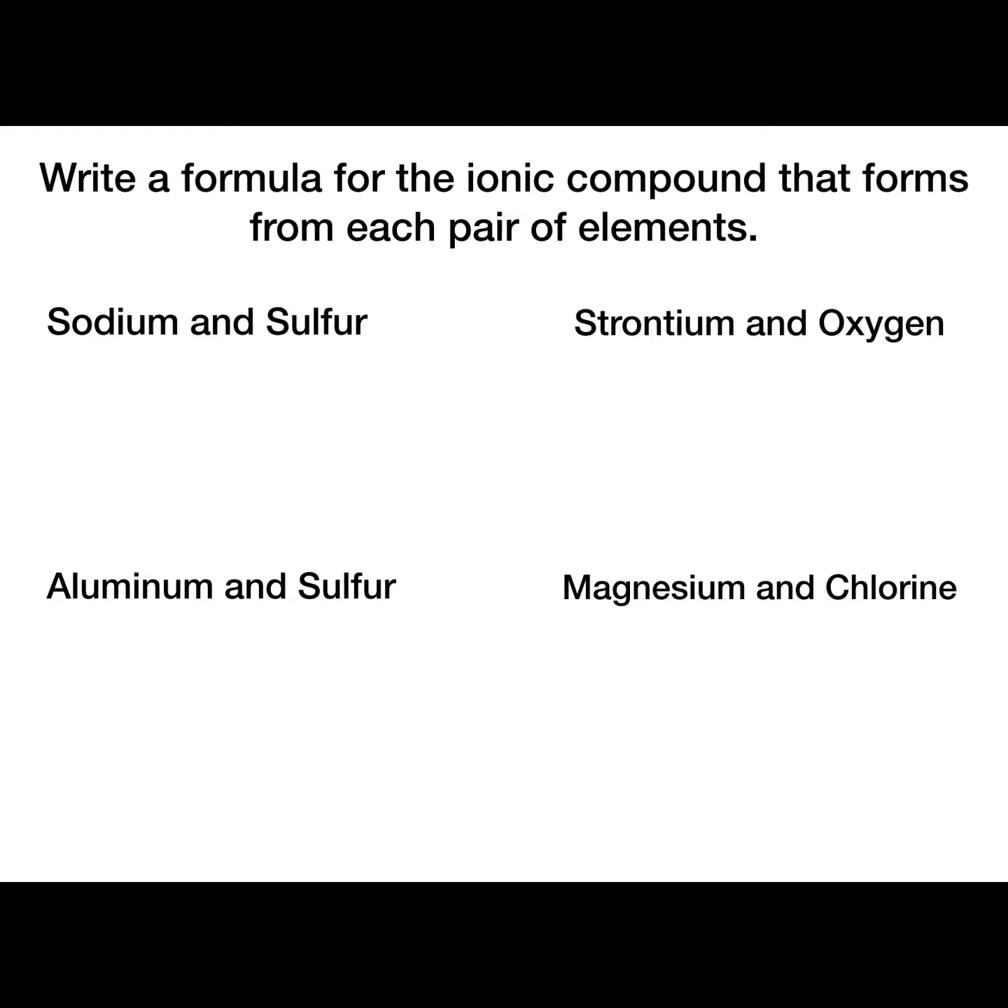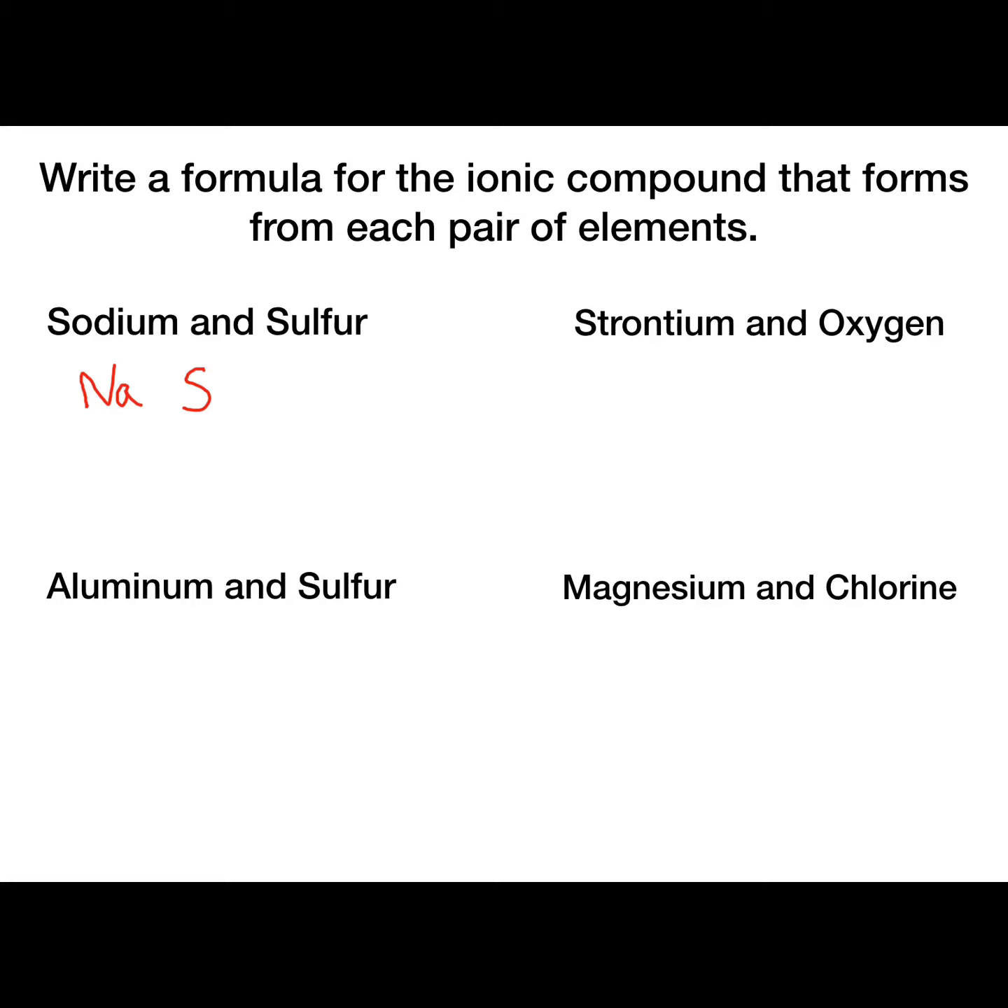Our next problem is to write a formula for the ionic compound that forms from each pair of elements. Our first pair of elements is sodium and sulfur. So first we're going to write the element symbols. So we have Na for sodium and S for sulfur.